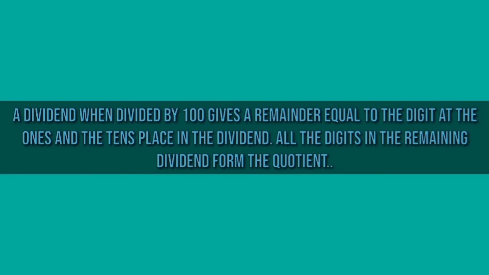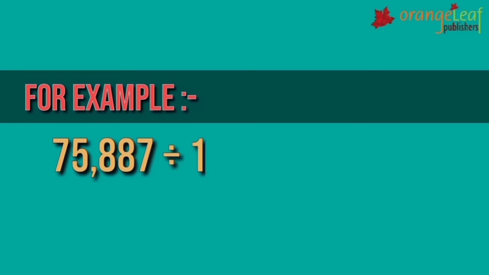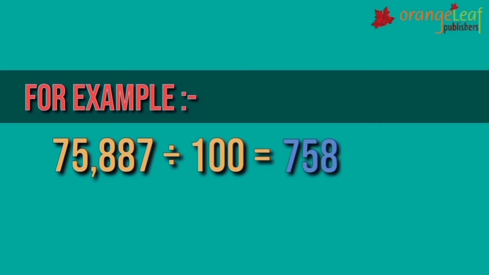Division by 100. A dividend when divided by 100 gives a remainder equal to the digit at the ones and the tens place in the dividend. All the digits in the remaining dividend form the quotient. For example, 75,887 divided by 100 gives us 758 as the quotient and 87 as the remainder.